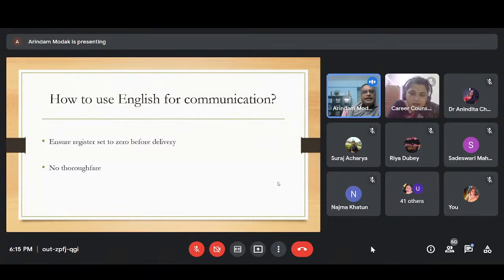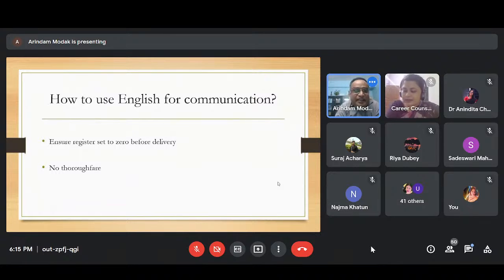Instead of saying, ensure register set to zero before delivery. So we have to come out of these age-old patterns of using the English language. We have to use English keeping in mind the level of understanding of the recipients, of the learners. Another such notorious sentence is no thoroughfare. You might have come across this notice at the entry points of many big offices, many railway offices I have seen, many CSIR institutes I have seen at the entry gates.